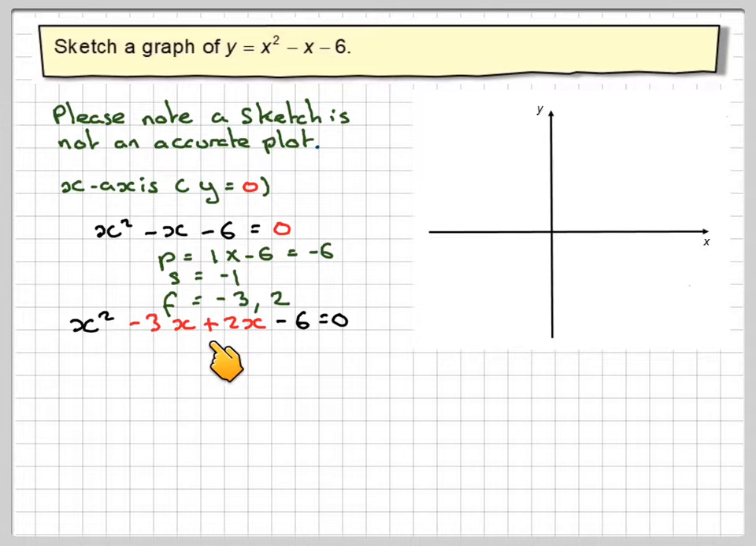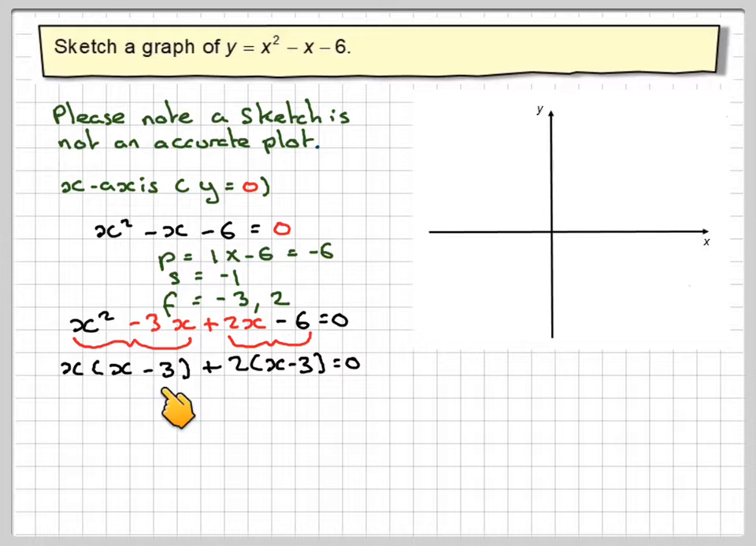Look, you haven't changed the meaning, because minus 3x plus 2x makes minus x. If you group the first two terms together, a common factor of x will come out and leave you with x minus 3. Bring down the plus, and then you group these two terms together. There's a common factor of 2, and then you get x minus 3 is equal to 0. Here and here will always be the same, because they're now a common factor, and they can now come out: x minus 3, x plus 2 is equal to 0.